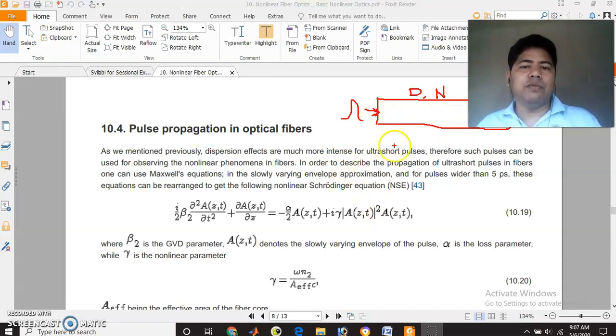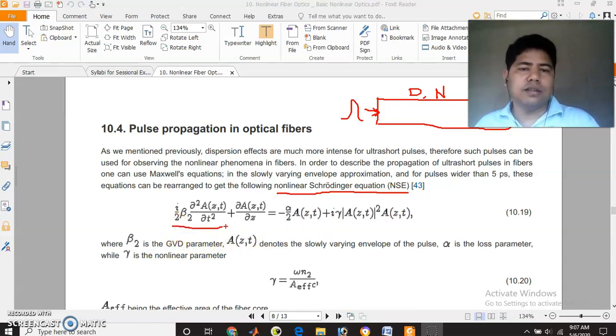It will be having four things. One is the characteristics of this pulse when it will be propagating through this nonlinear fiber. Then it can be studied by an equation which is called the nonlinear Schrodinger equation. Okay, and in the nonlinear Schrodinger equation, what are the parts?